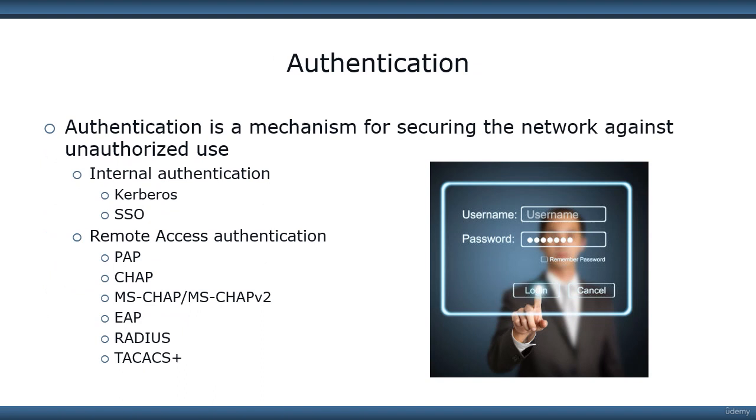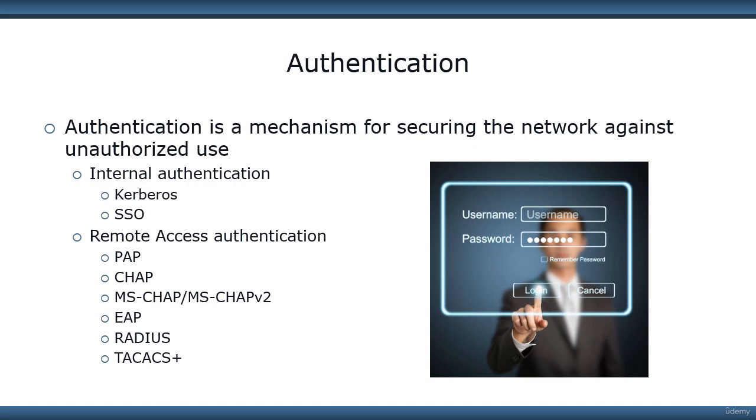Authentication is the mechanism for securing the network against unauthorized use. We've got a couple different types of authentication, internal and then those that are associated with remote access. But the purpose is the same. We need to validate who you are before we can determine whether you're able to log in and whether you're able to access resources. Internal in Windows Active Directory environments, we use a protocol called Kerberos. The Kerberos service is running on domain controllers, and authentication attempts go to the Kerberos KDC, and you're authenticated and then you're allowed in.